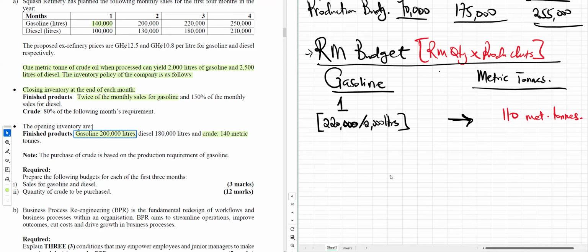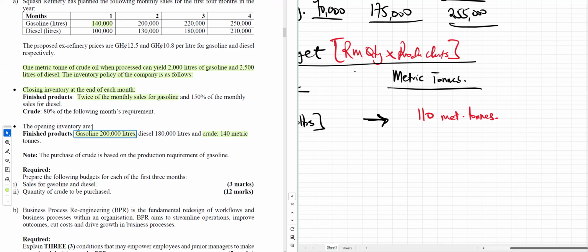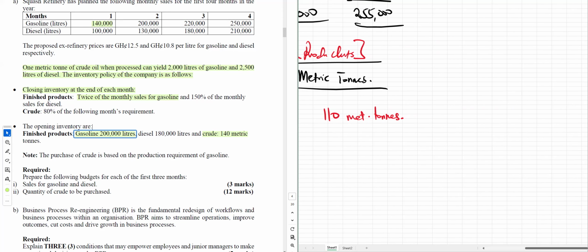Are we okay? Yes. Okay, so why not just do the raw material purchases straightforward so that we don't waste time? Because it's quantity purchased in metric tons. Then you just come and add.